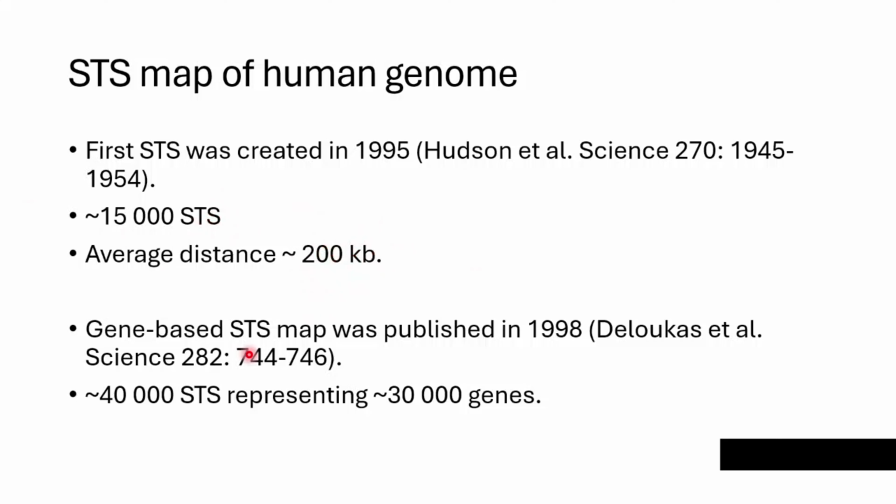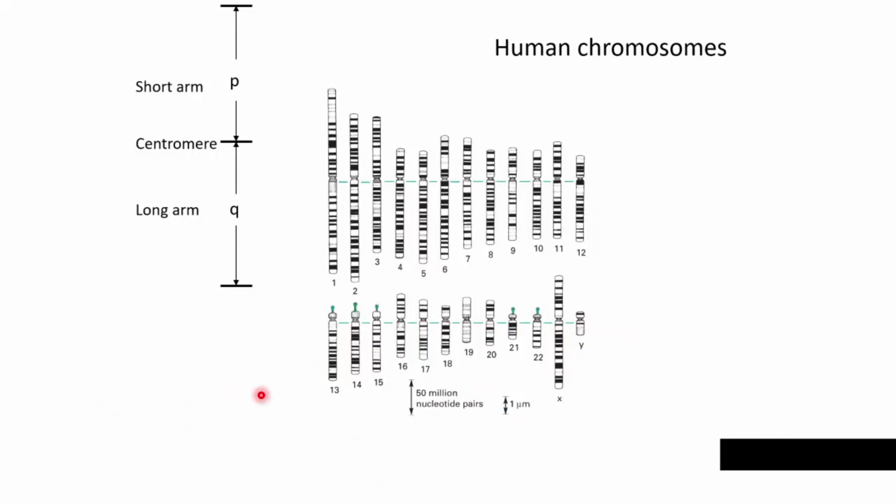Later on, there was an upgrade of this map using genes, and this was done in 1998. This map represented about 30,000 genes, and it had about 40,000 sequence tagged sites. So these are all unique from each other. And this is the map. You can take a look at this. This is the map for all of the chromosomes, and these are all short sequence tagged sites.